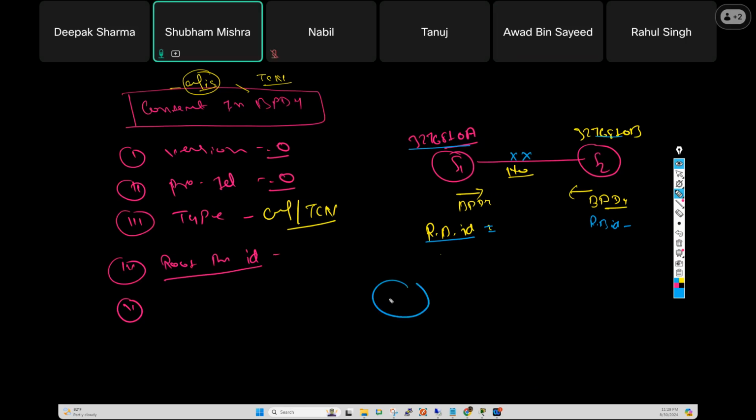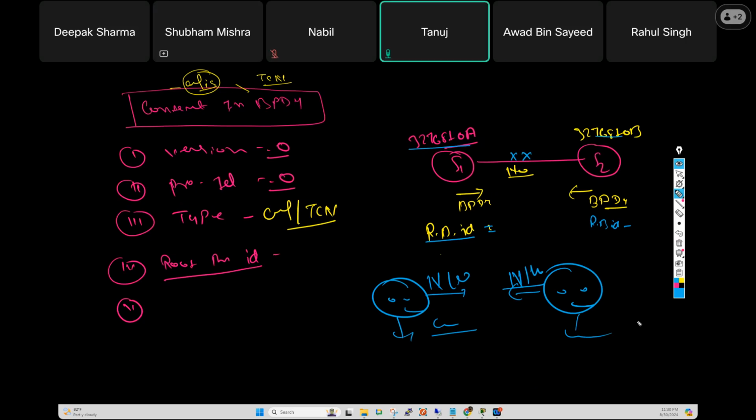For example, this is me and this is Rahul, and I am telling something about the network. Rahul is also telling something about the network. I don't know how much Rahul knows, and Rahul doesn't know how much I know. So I am thinking I am the champion, and Rahul is thinking he is the champion. Once we exchange information with each other, then we both understand how much I know and how much Rahul knows.